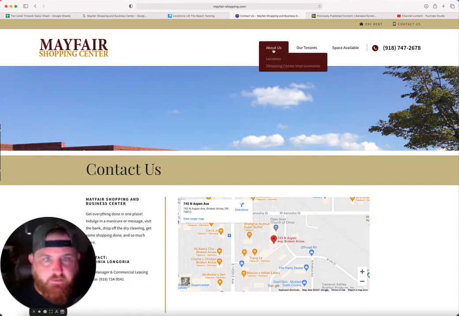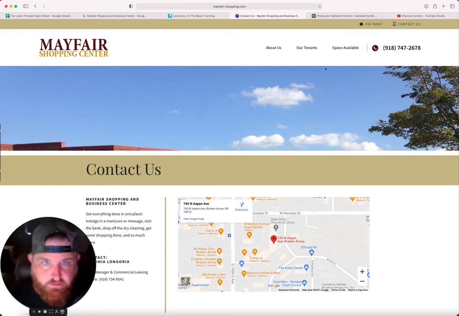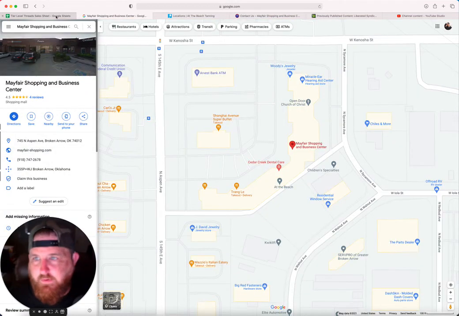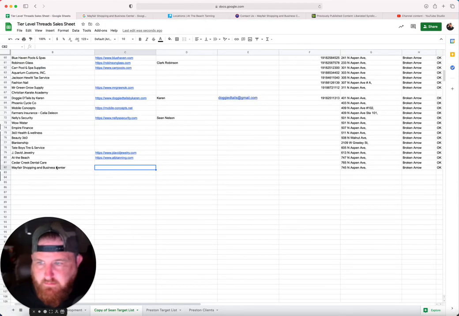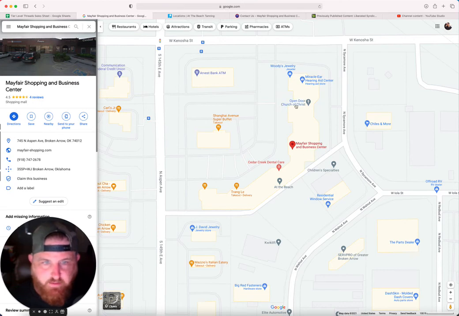So it says our tenant. Oh, this is the actual shopping center. So, okay, I'm actually going to take that one out because it's more like the property management company, and I don't really see a big need for working with them. We could, but I'm going to skip that for right now in case we come across them.